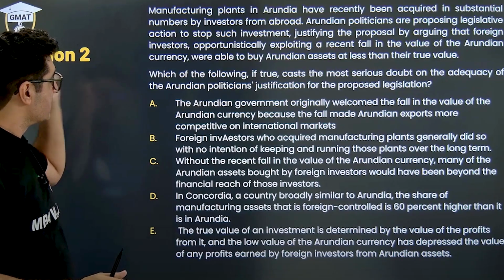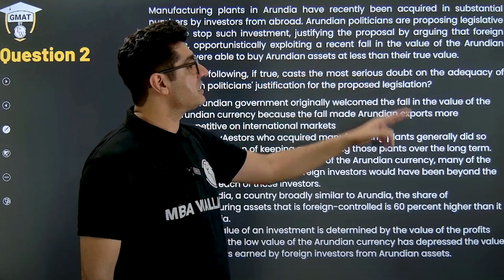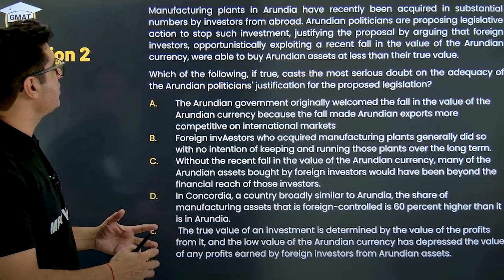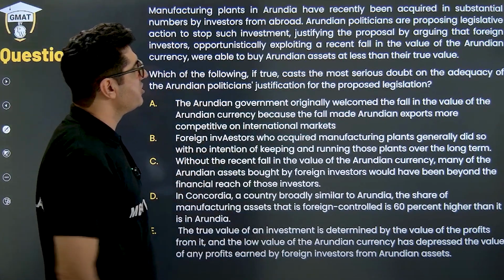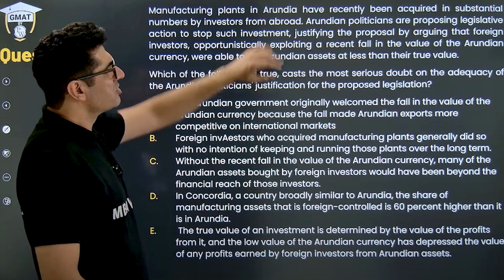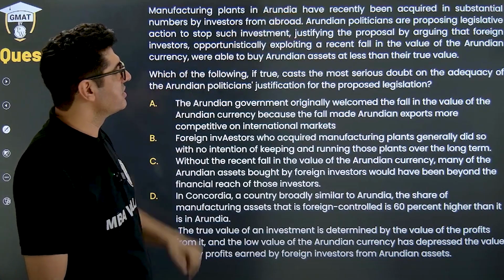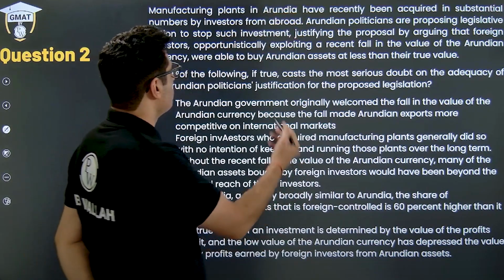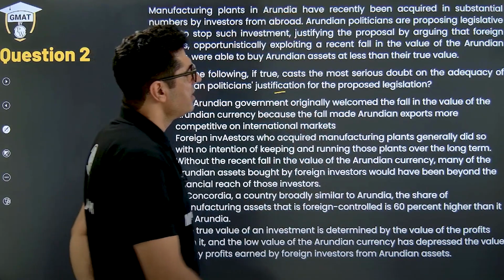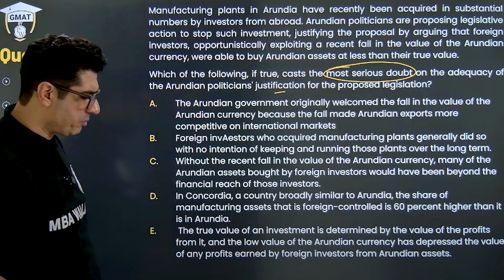As usual, starting with the question stem: which of the following, if true, casts the most serious doubt on the adequacy of the Arundian politicians' justification for the proposed legislation? So there is going to be some legislation here put forth by the politicians. They have also provided some justification for it, and we need to weaken that proposed legislation.